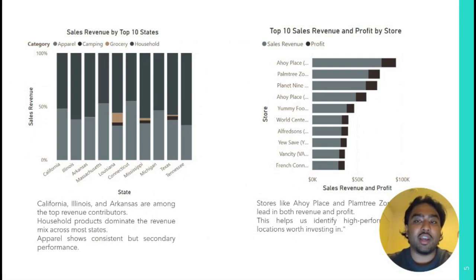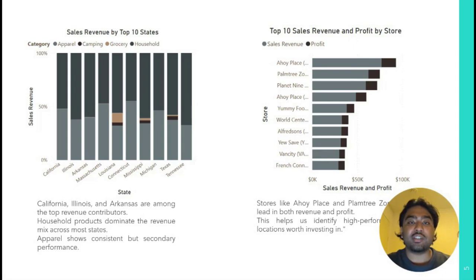So looking at this 100% stack column chart for sales revenue by top 10 states, California, Illinois, and Arkansas emerge as strong contributors. Household products dominate the revenue mix across most states. Apparel shows consistent but secondary performance. Our marketing and sales efforts can be concentrated here for higher ROI.